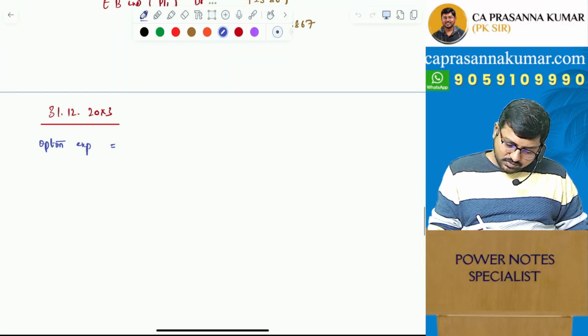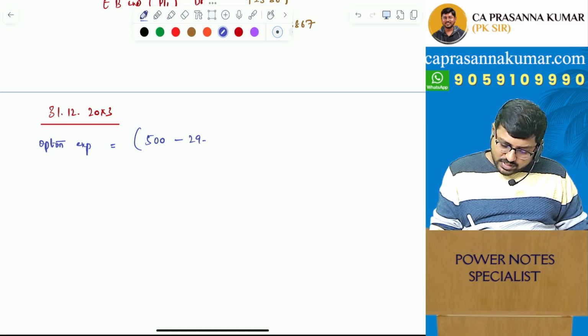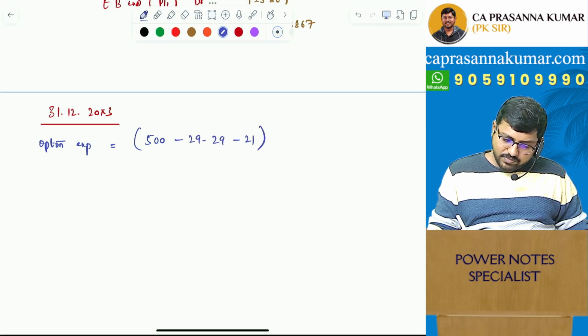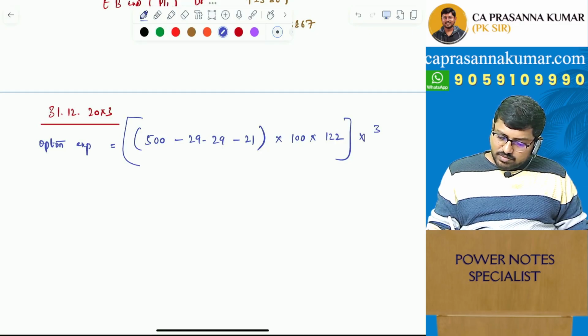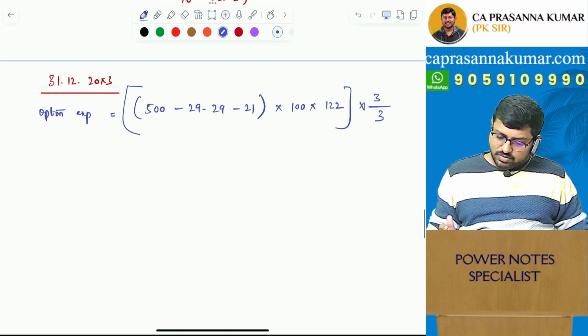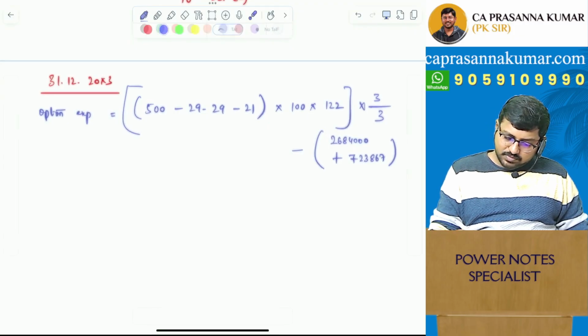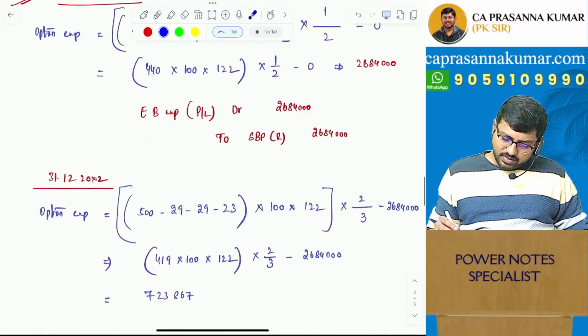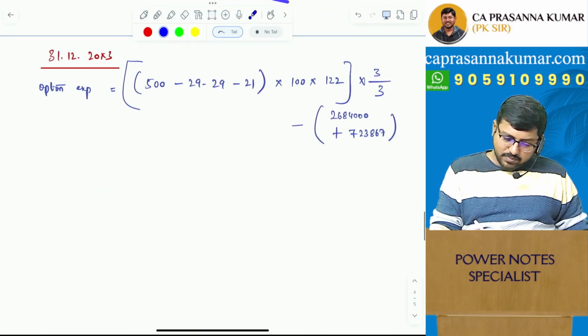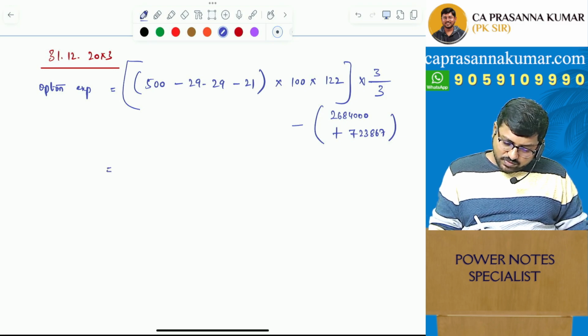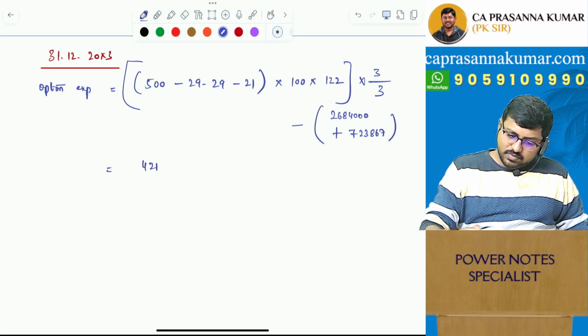Chalo. 500 minus 29, minus 29, minus 21, into 100 shares only, na? Into fair value on the grant date, which is 122, into vesting period completed, which is 3, divided by total vesting period, which is also 3, minus expenditure recognized in the previous years, which are 26,84,000 plus 7,23,867. That is this one as well as this one. Correct? Chalo, which is equal to 421. Correct only, na?